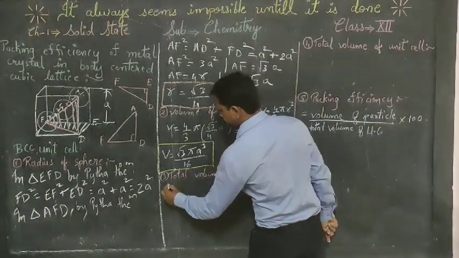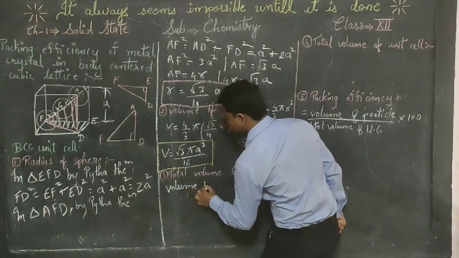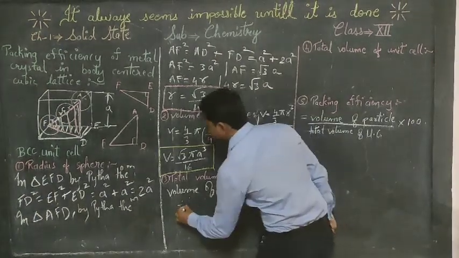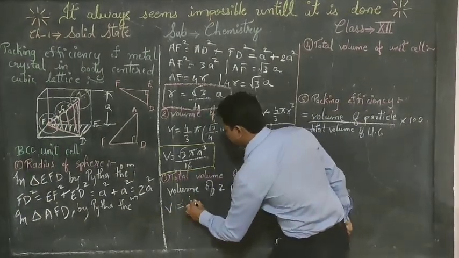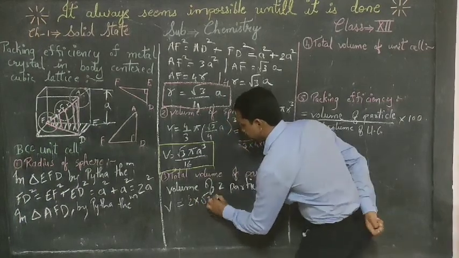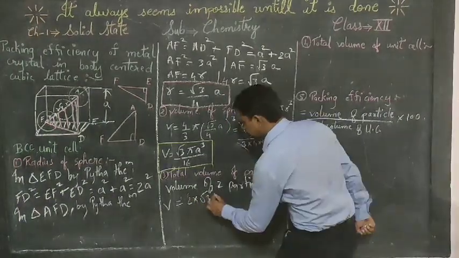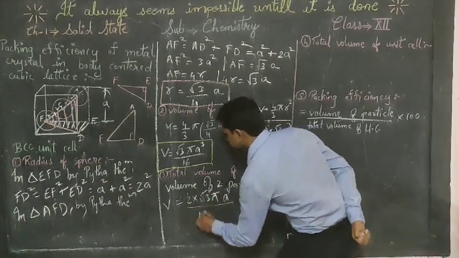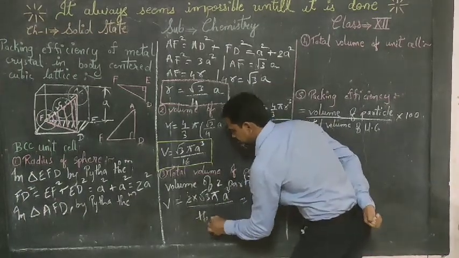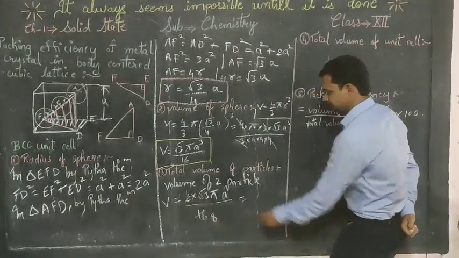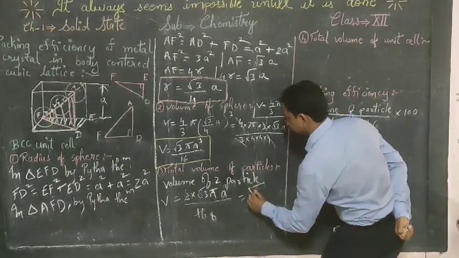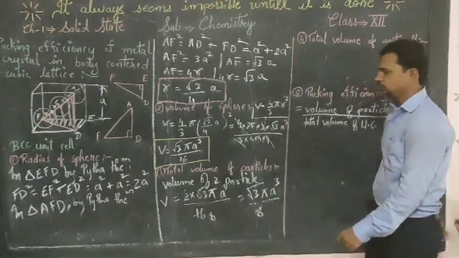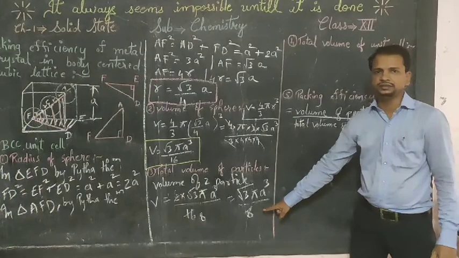So, here I will write volume of 2 particles is equal to 2 multiplied by root 3 pi a cube divided by 16. 2 will get cancelled with 16, as 2 1s are 2 and 2 8s are 16. So our answer is V is equal to root 3 pi a cube divided by 8. So this is the value of total volume of particles.